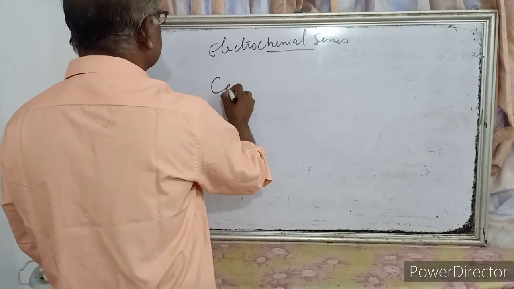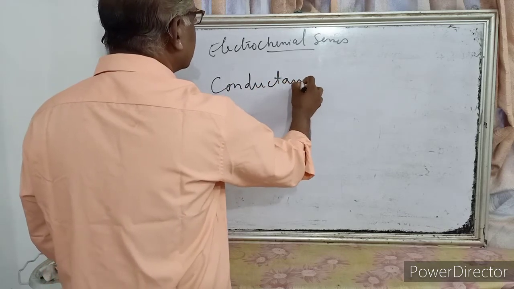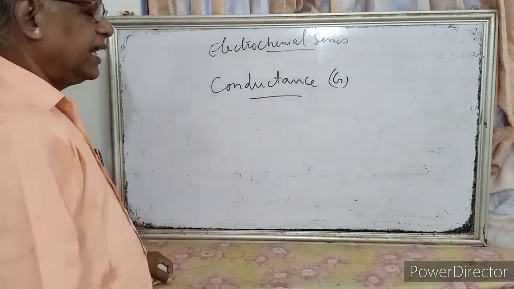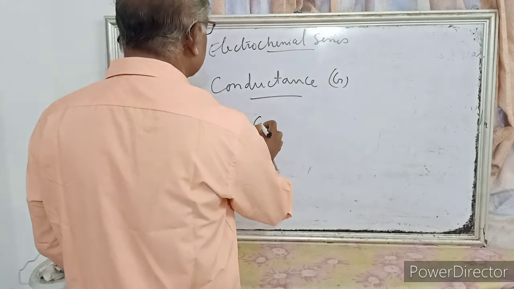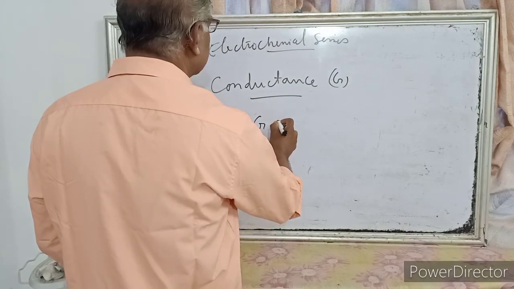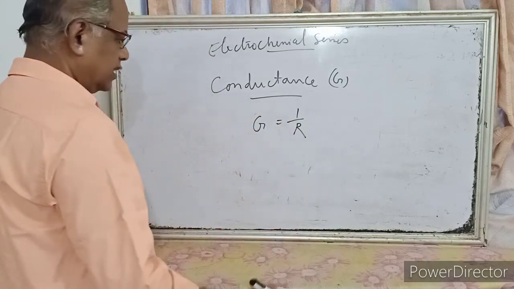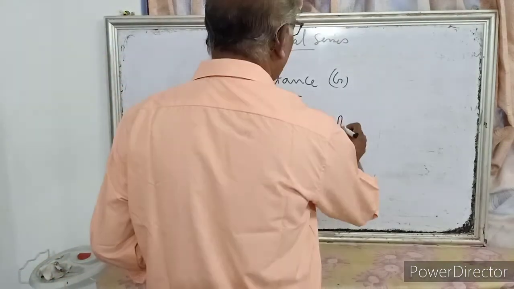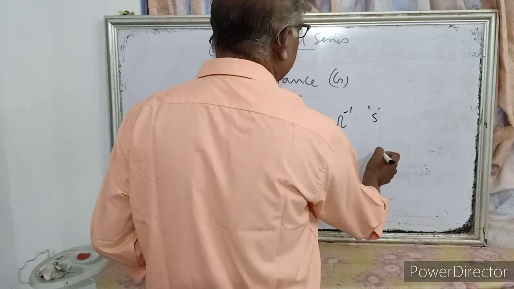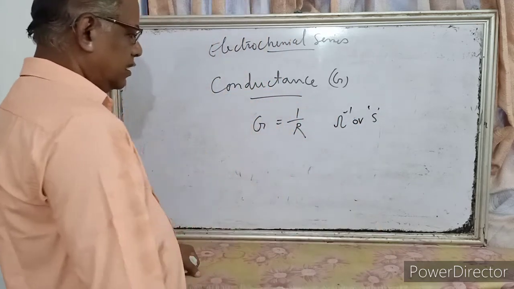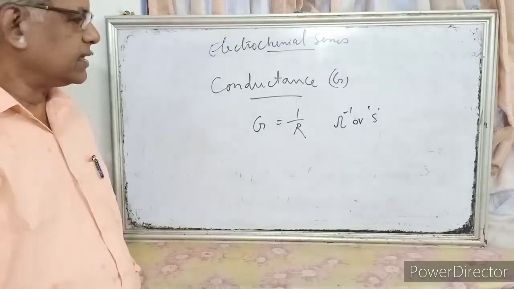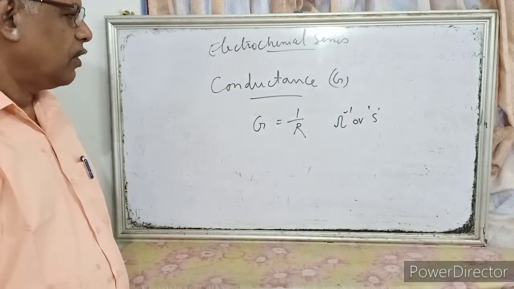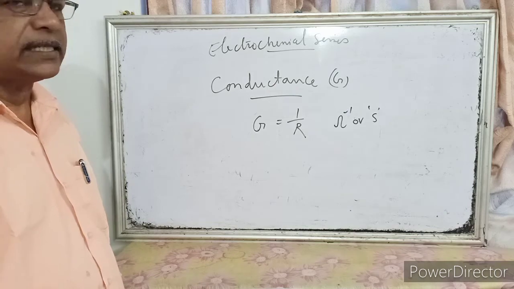So next is conductance. Conductance is the reciprocal of resistance, and its unit is ohm raised to minus 1 or Siemens. G is equal to 1 by R.